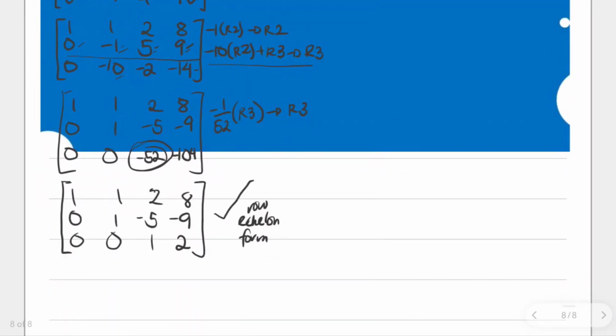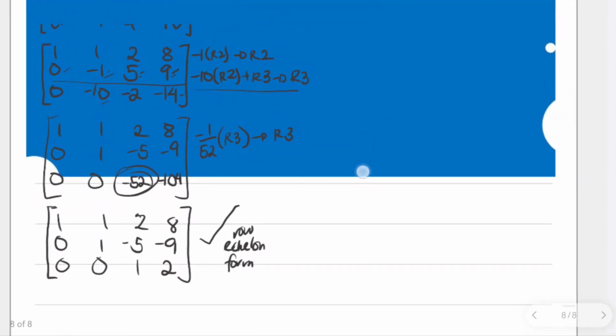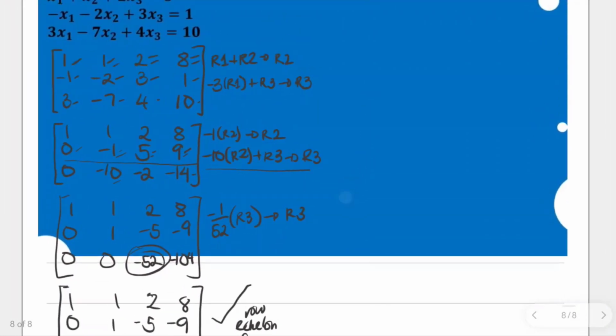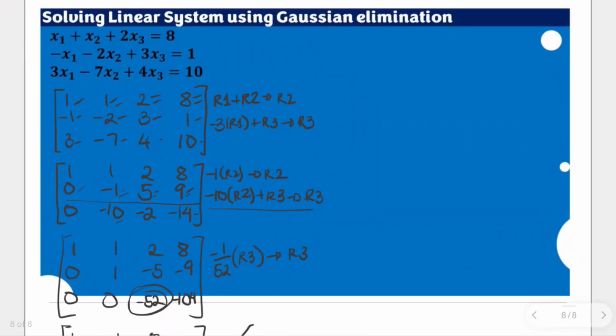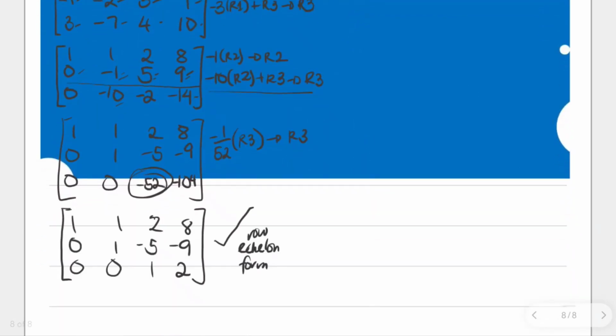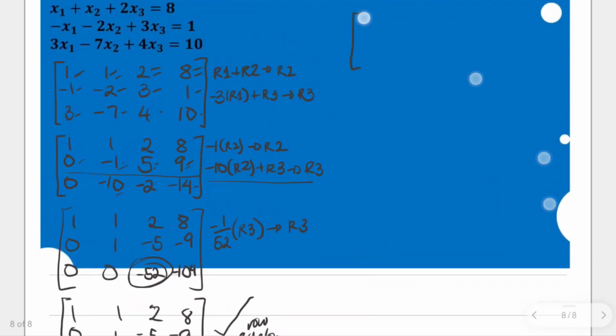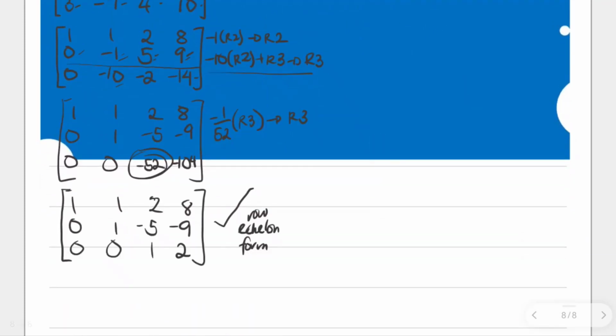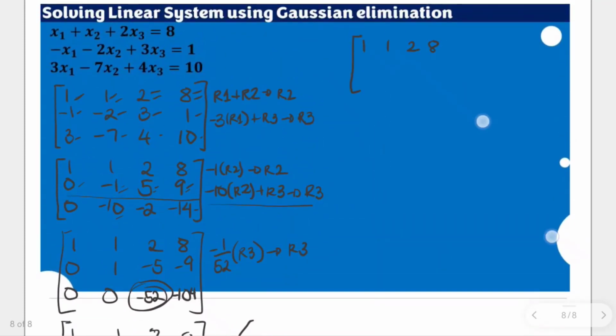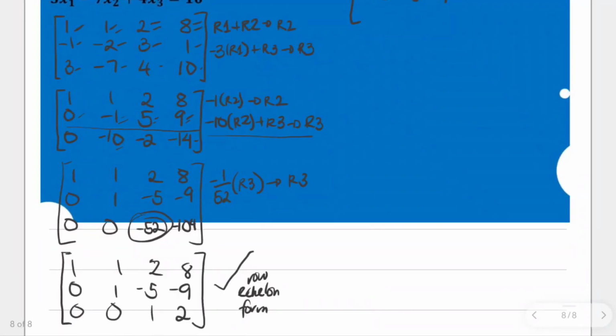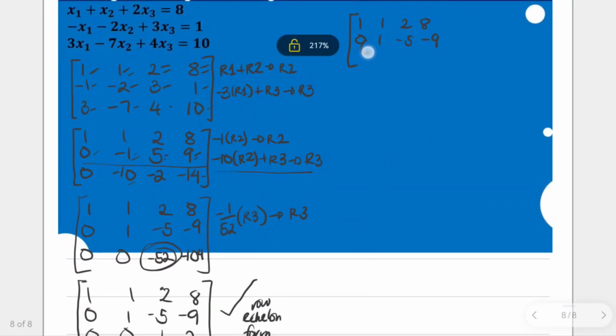Where was that? Let me try to copy it here so that we could compare our results later. So our row echelon form is now 1, 1, 2, 8, 0, 1, negative 5, negative 9. And for the last, we have 0, 0, 1, 2.